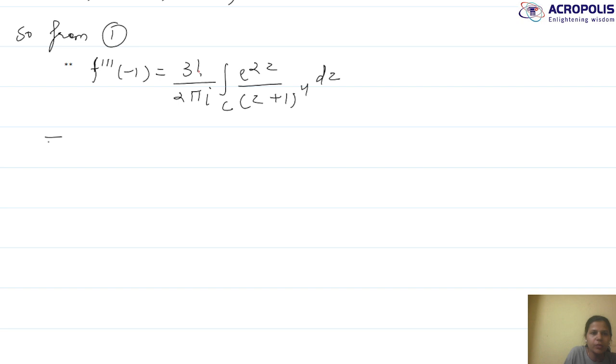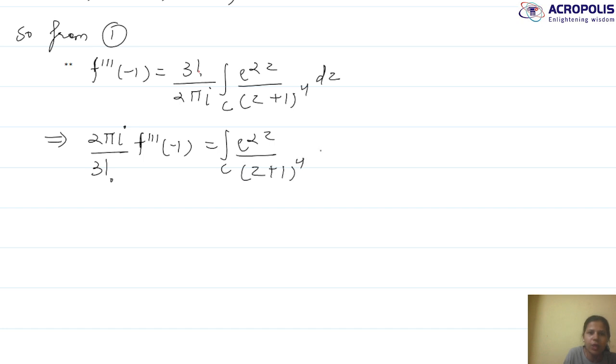For the value of the integral, this 2 pi iota will come over here and factorial 3 is here. It is f triple dash minus 1 equals integration along C of e to the power 2z upon z plus 1 to the power 4 dz. Okay, so let this be equation number second.